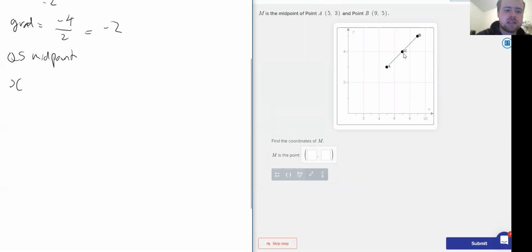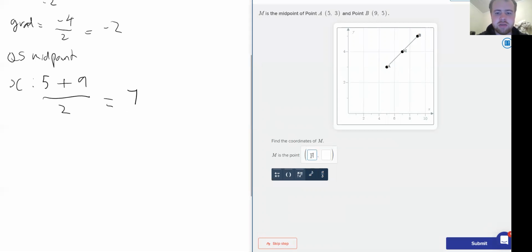Okay, so X. The X values go from 5 to 9. So the midpoint, or the average, is going to be 5 plus 9 over 2. So 5 plus 9 is 14, divided by 2 is 7. So we can put our X value as 7.